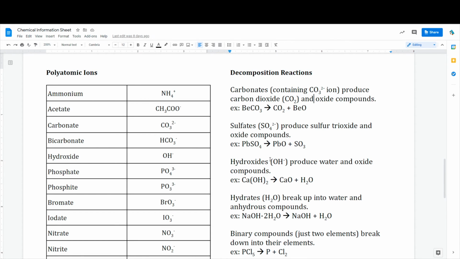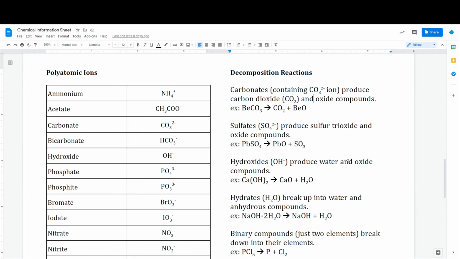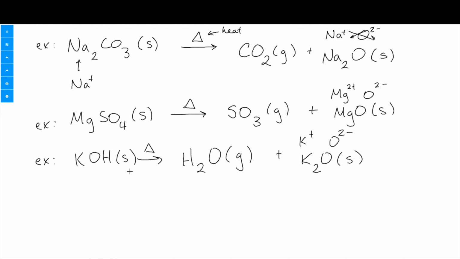If we take a look at hydroxides, hydroxides produce water and oxide compounds. So for example, if we had potassium hydroxide in the presence of heat, this will form water and the oxide compound. So water, H2O, is a gas, plus the corresponding oxide. Again, it's K plus, O2 minus, combine them together to form K2O as a solid. I should mention that this is solid as well.